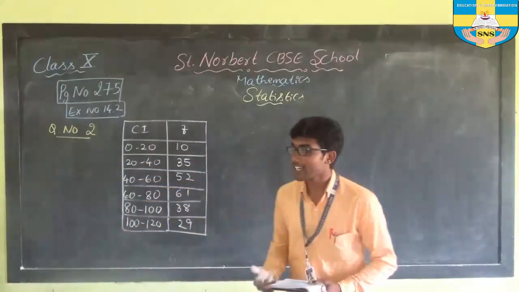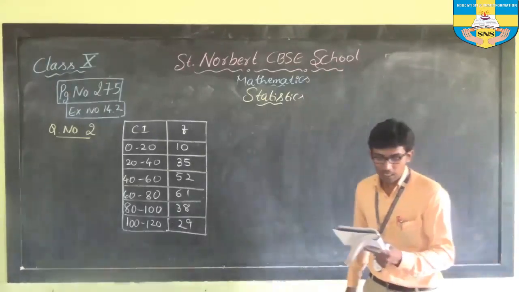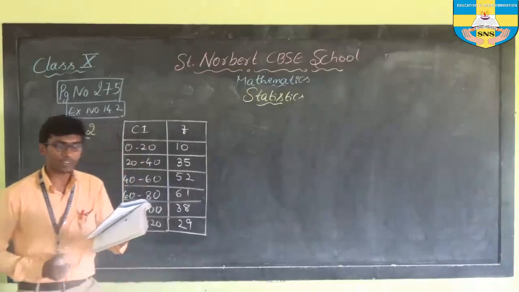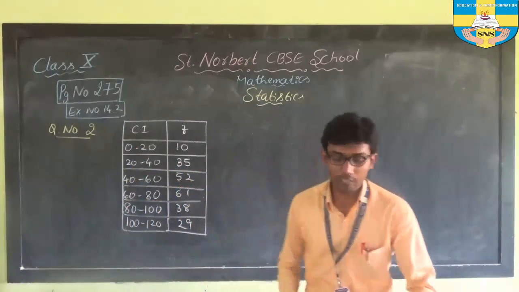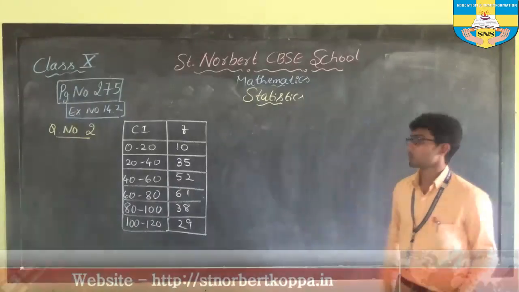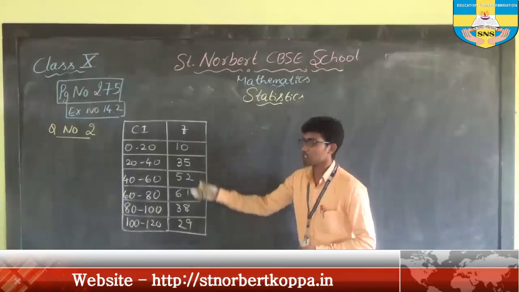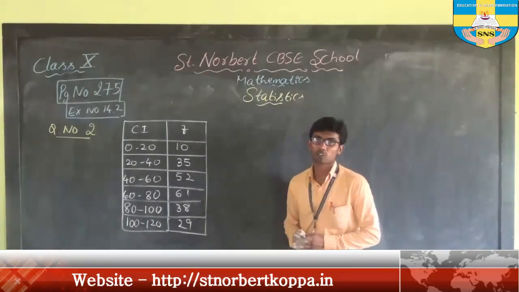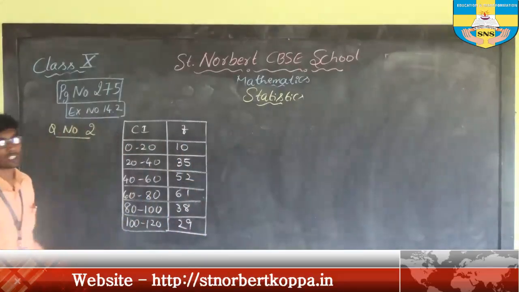Now we are in the second question of exercise 14.2. Let me read the question. The following data gives the information on observed lifetimes of 225 electric components. You need to calculate the mode of the given data. Okay. Compared to the previous one, it is very simple for us to calculate the mode. Only if you remember the formula, it is more than enough. You can go for the calculation.